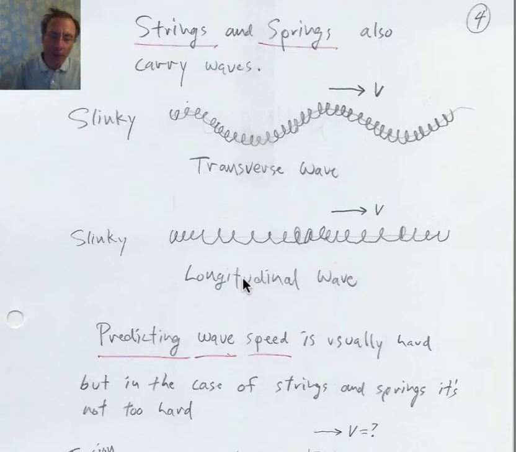Now, what you just saw is that a long spring can carry longitudinal waves. That's what I'm showing here. But if you shake a spring up and down, it will be carrying a transverse wave. So in that case, the spring is moving up and down. However, the wave is moving at 90 degrees to that. It's moving to the right while the spring is going up and down.